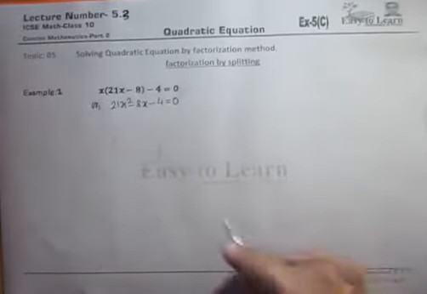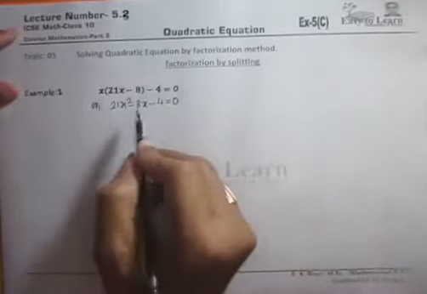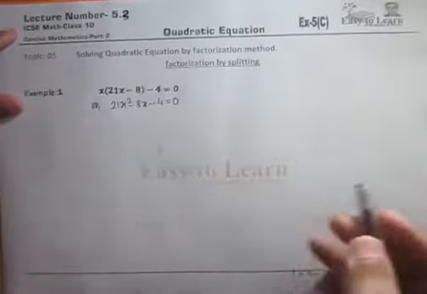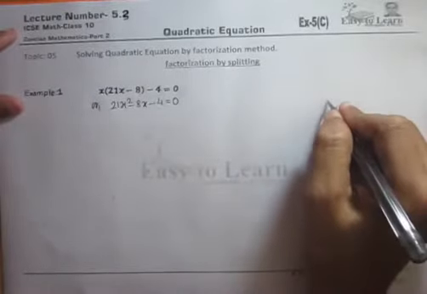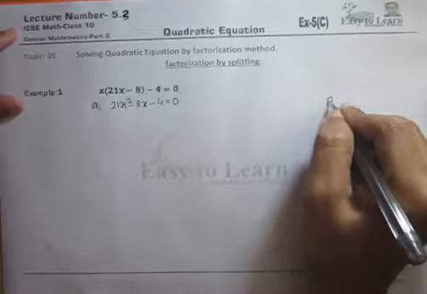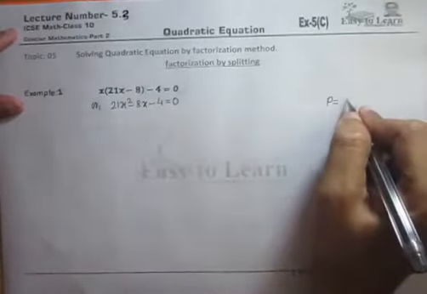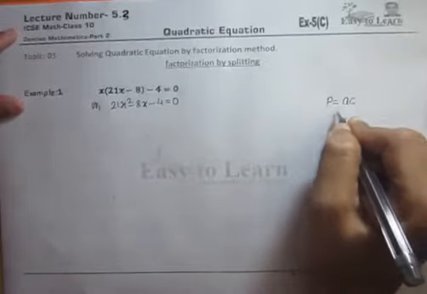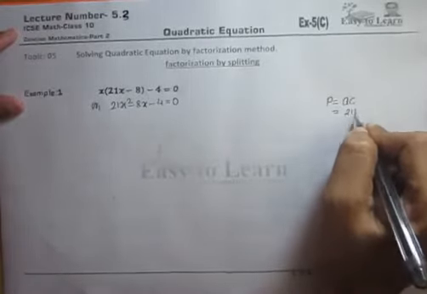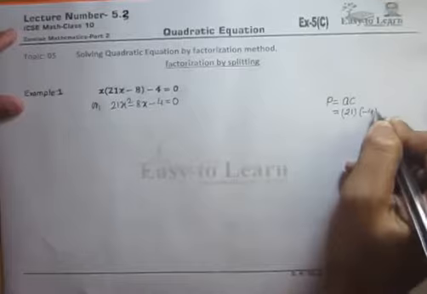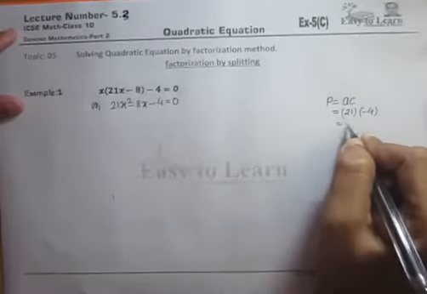Now we have to factorize this by splitting method, that means by splitting the middle term. To split the middle term, what you have to do is find the product of a and c. Here a is 21 and c is minus 4, so the product will be minus 84.